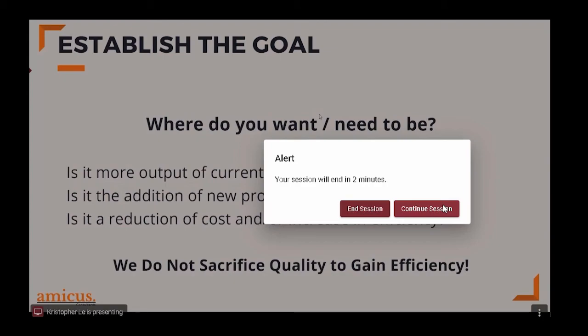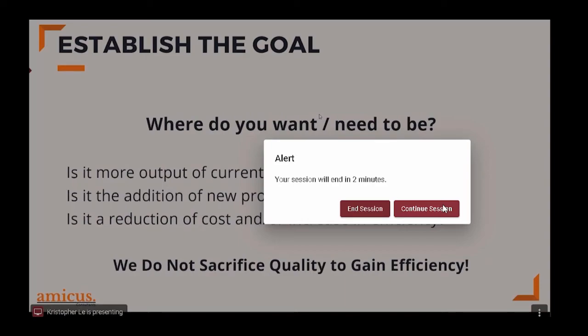Make sure that you understand where you are, that you understand where you want to be. Otherwise you could just be heading in the wrong direction, thinking with good intentions that you're moving in the right direction, but it's not truly solving your problem. So, understanding what the goal of this growth is, or the scalability you're trying to do, or the increase in efficiency. Are you trying to get more output of current products? Are you trying to add new products? Are you trying to reduce the cost or increase the efficiency, right?